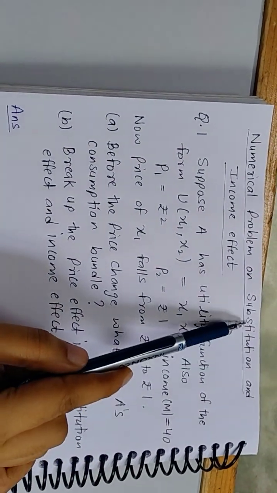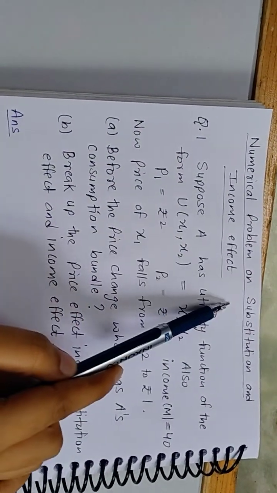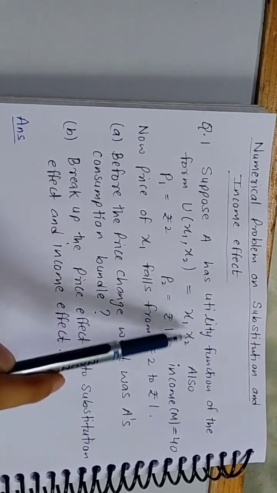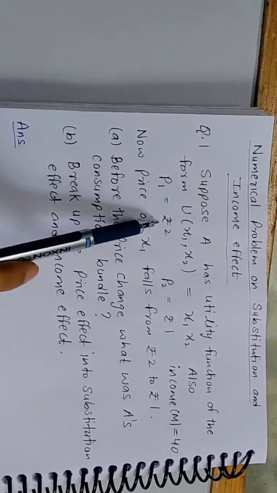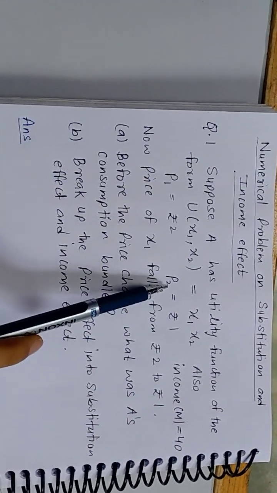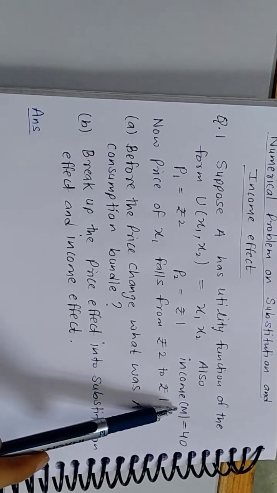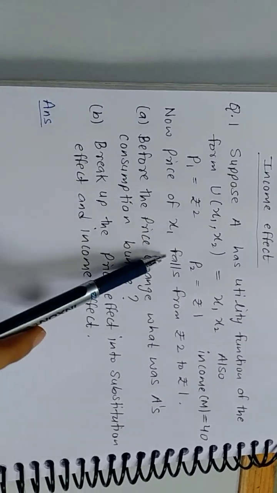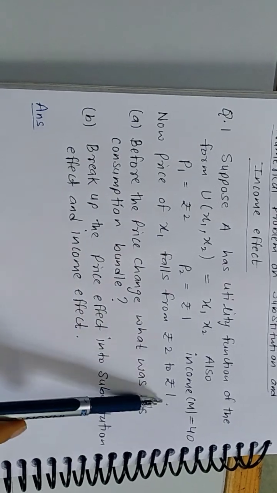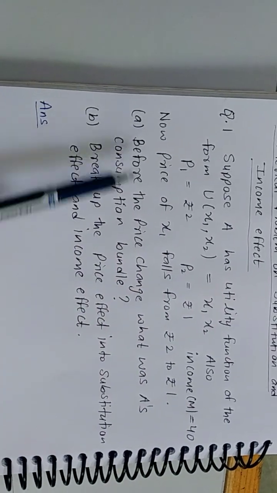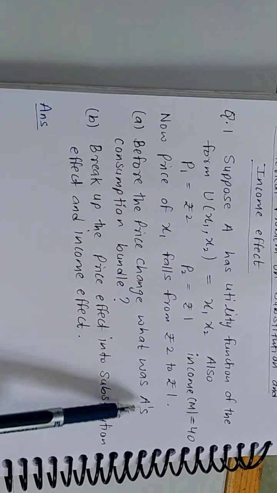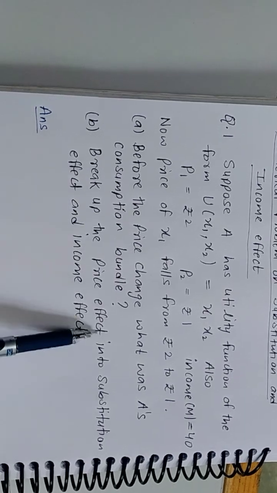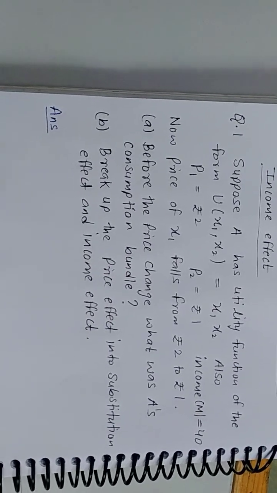Today we will solve the substitution and income effect problem. We are given A's utility function, U = x1 times x2. The price of good 1 is rupees 2, the price of good 2 is rupees 1, and the income of the consumer is rupees 40. Now suppose the price of x1 falls from rupees 2 to rupees 1. First we have to find A's consumption bundle before the price change. Then break up the price effect into substitution and income effect.